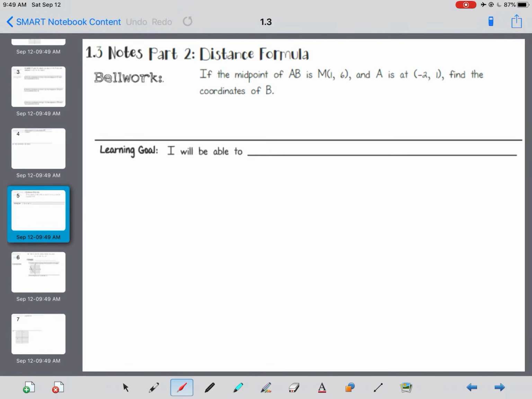Unit 1, Section 3, Part 2, the distance formula. We separated these into two different videos because they're different things. One is about midpoint, one is about total distance.